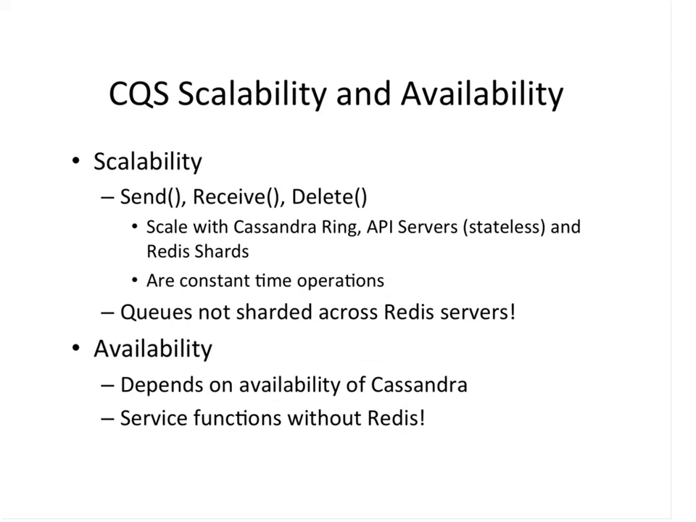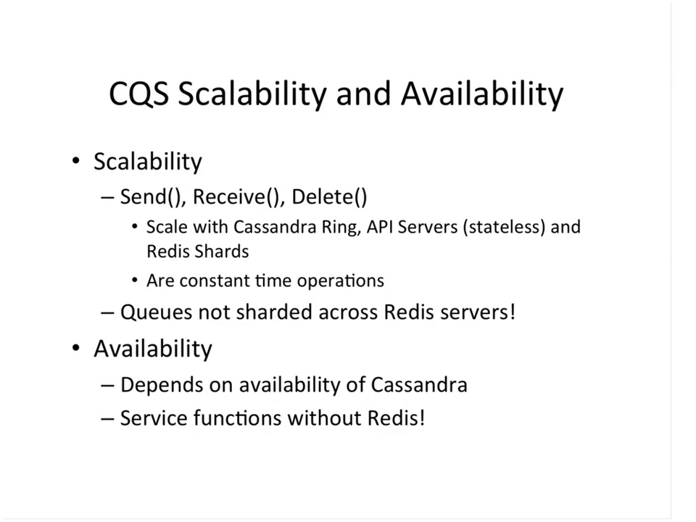And so I guess the only potential bottleneck is really introduced by Redis, not by Cassandra, in the sense that since we use the queue ID as the key for sharding over Redis, all the traffic for one queue will always go over a single Redis shard.